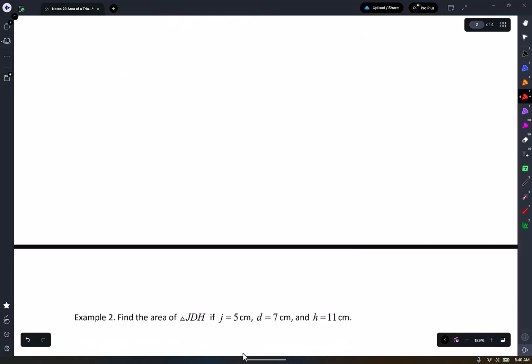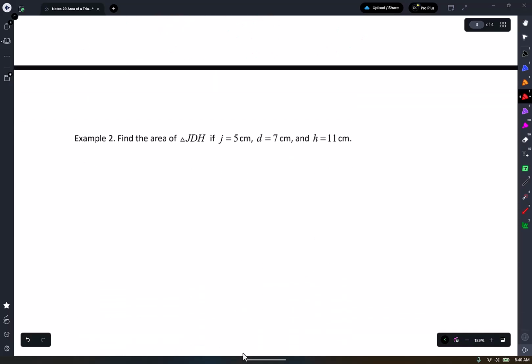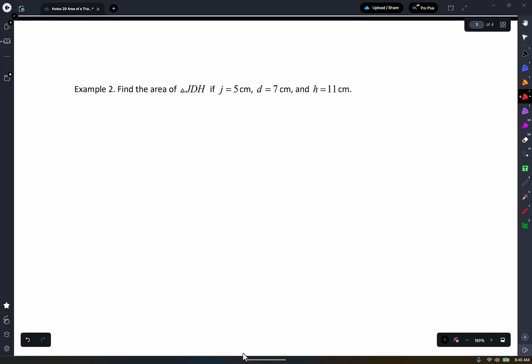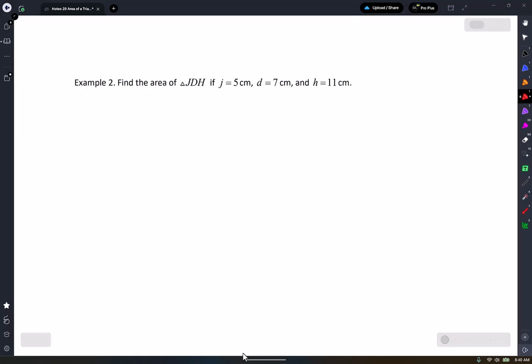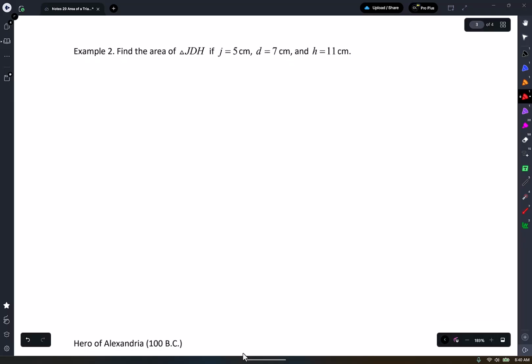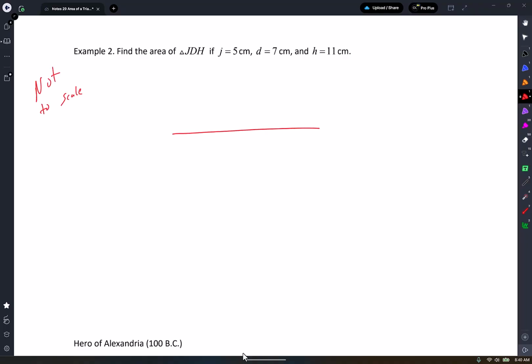All right, let's go to the next question, guys. That's it. It's not going to get harder than that, pretty much. Look at this one. No, relax. We're not completely clear yet. It says find the area of triangle JDH. So not to scale again. I'm just going to draw up some random triangle.